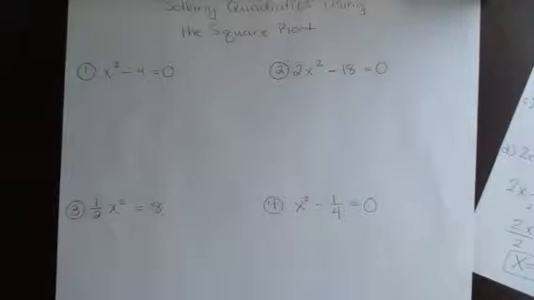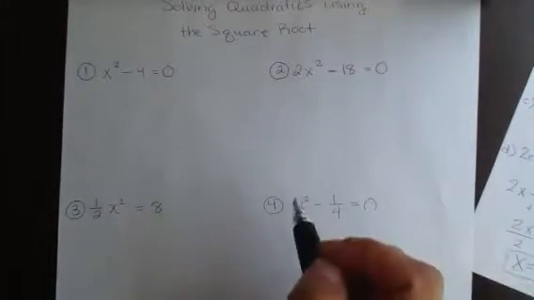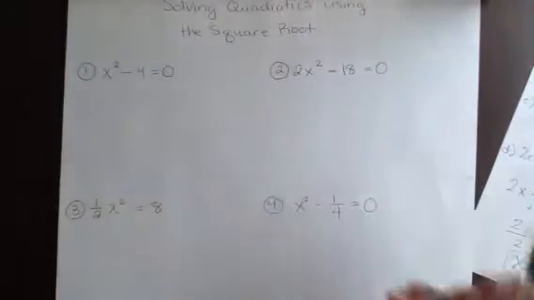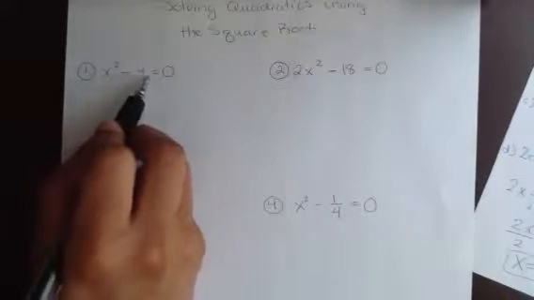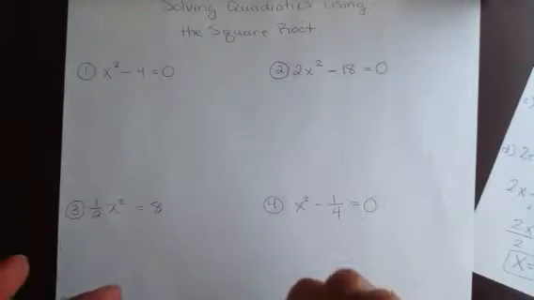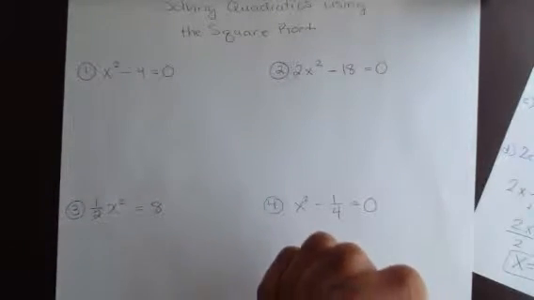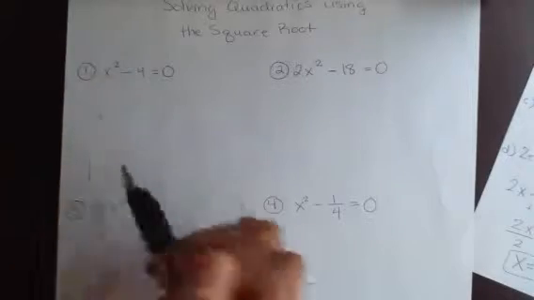Hello everybody, this video is going to be about solving quadratic equations using the square root. Alright, so for number 1, we have x squared minus 4 is equal to 0. So we don't have the middle term. So the first thing that you want to do is isolate the x squared.